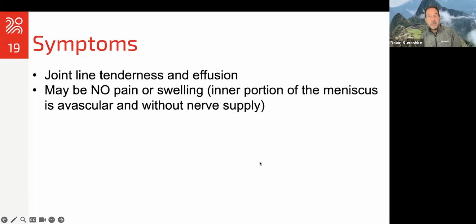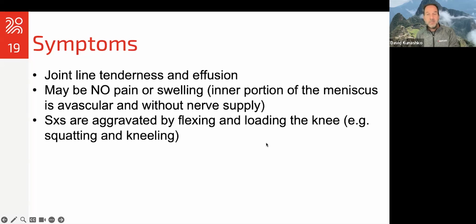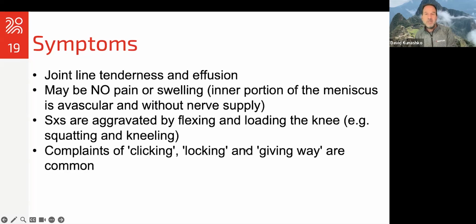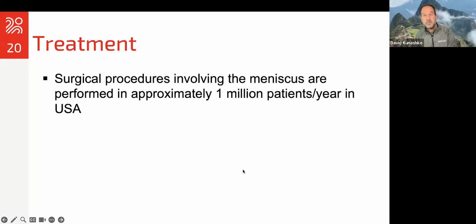Usually you do get some effusion inside the joint, a bit of swelling, especially after activity. But there may be no pain or swelling at all, as I mentioned, if the inner portion of the meniscus is damaged, because there's really no nerve supply there, and you can't really feel pain there. Symptoms are aggravated by flexing and loading of the knees, so think squatting and kneeling. And I mentioned clicking, locking, giving way. These are all common symptoms of meniscal tears as well.